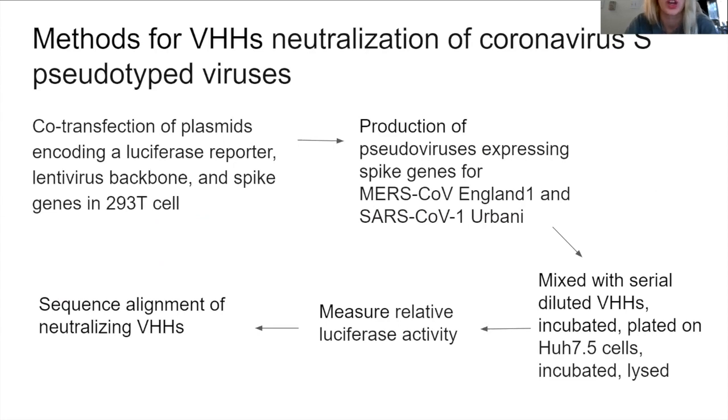So in order to do so, they created pseudotype viruses by transfecting T93 T cells with a plasmid that encodes a luciferase reporter, a lentivirus backbone, and of course the spike proteins of each individual virus. They mixed these with serially diluted antibodies, and then they measured the relative luciferase activity. This is important because the viral S protein is fused to the luciferase reporter gene, so any luciferase activity measured is directly correlated to the viral activity.